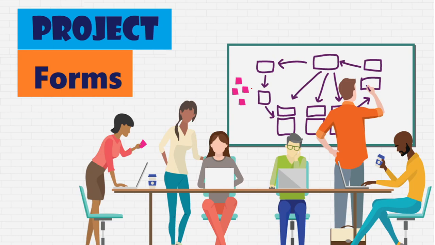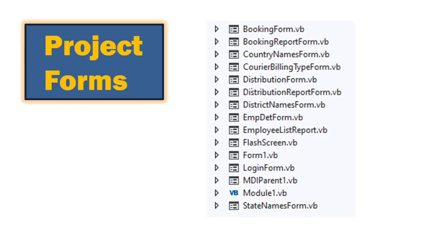Now we talk about the forms, because we are using VB.NET. What are the forms you are using? Here we are using the booking form. The booking form is to make the bookings. They are in alphabetical order. Next is the booking report. This is to see the report: what bookings are done.